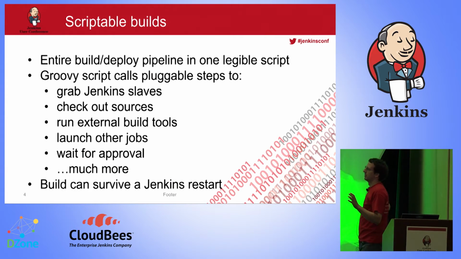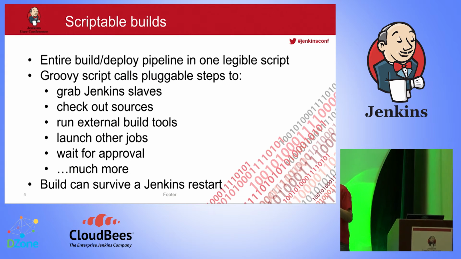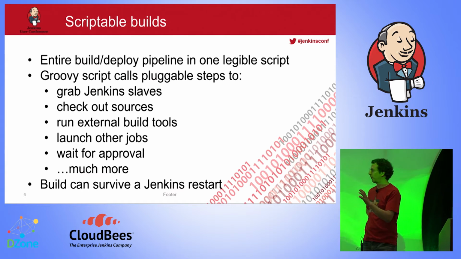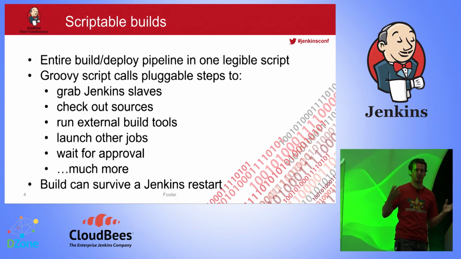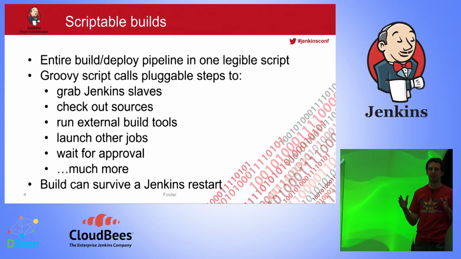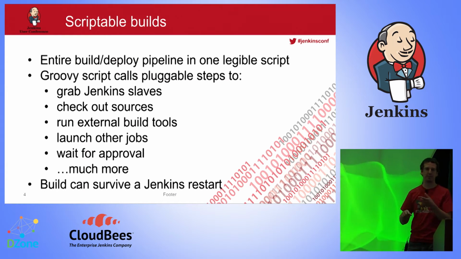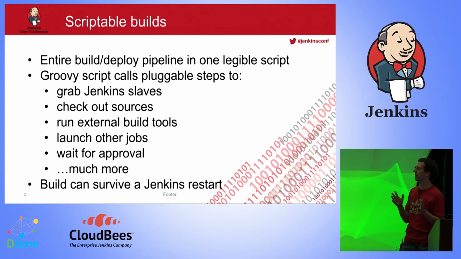And the script can call different steps that perform the meat of your work. So first of all, you need to do things on Jenkins slaves. I mean, you shouldn't really be doing anything on the master. You should be farming out any of your real work to slaves. So first of all, you need to get some of those slaves. You need to select what operating system that's running.